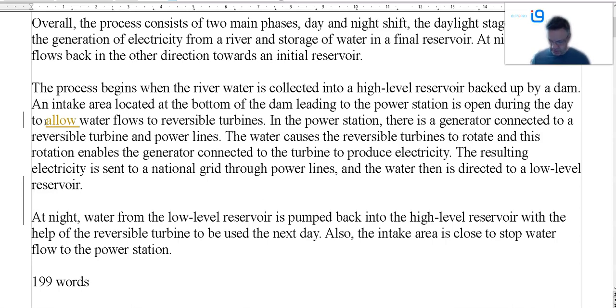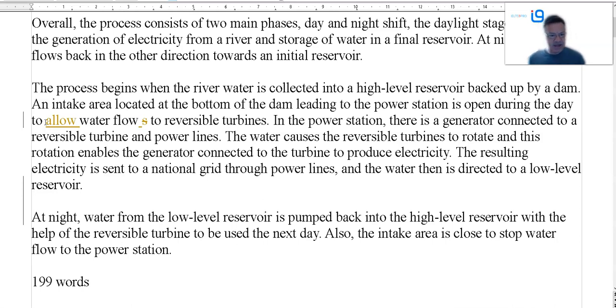To reversible turbines in a power station generator, power line. Now, you can immediately see here: reversible turbines, reversible turbines, reversible turbines. So that's not so good. We've got 4 uses of reversible turbine. So use your pronouns: it, that, this, these, those. You know, the turbine, that turbine. But you've got 4 uses of reversible turbine. Generator to power lines.